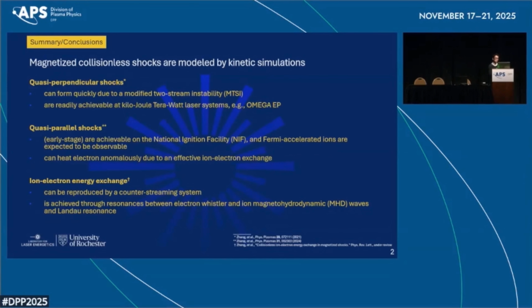And from this simulation, we observed anomalous electron heating due to an effective ion-electron energy exchange. Then we spent some time trying to figure out this energy exchange mechanism. We were lucky to find that this energy exchange can be reproduced by a counter-streaming system. And this energy exchange is achieved through resonances between the electron whistler wave and the ion MHD wave, and it's finally achieved by Landau resonance.